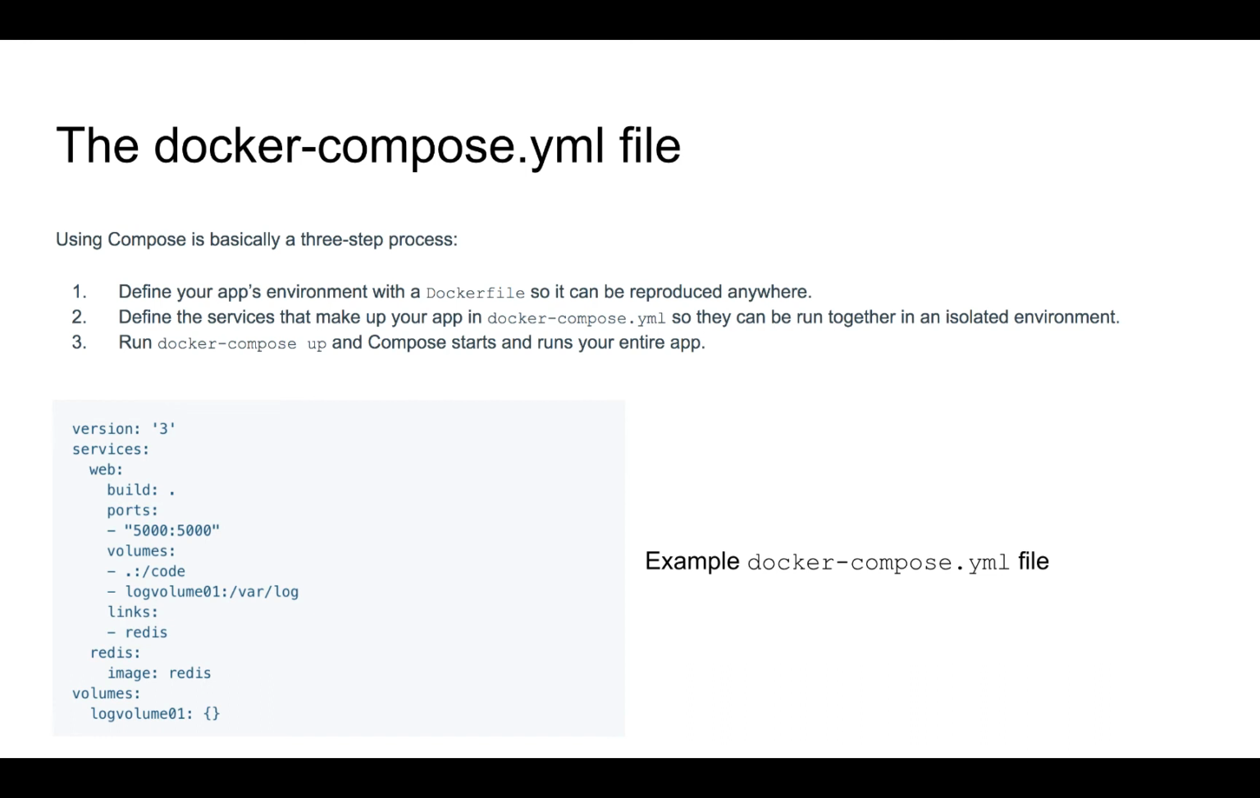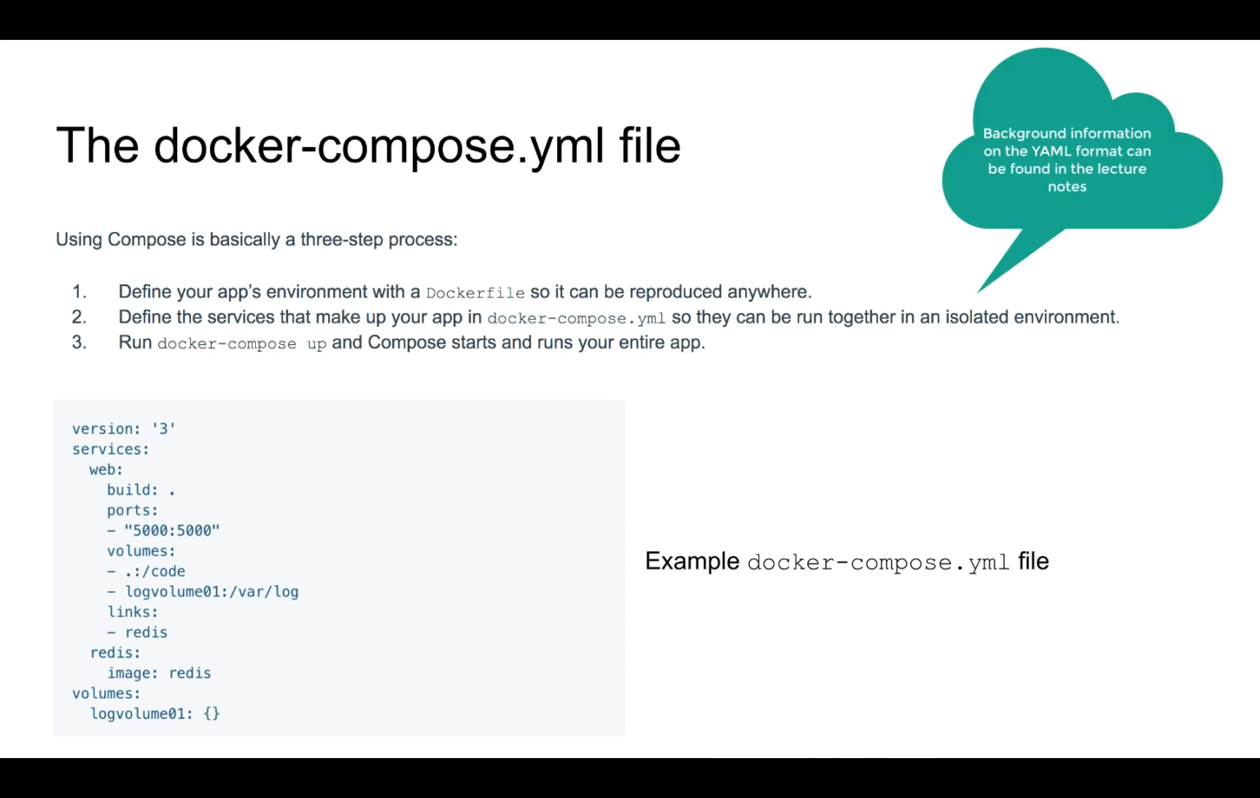There are 3 steps to using Compose. First, define each service in a Docker file. Second, define the services and their relation to each other in a Docker Compose YAML file, and finally start the system. So let's focus on the second step here. Let's go through this example Docker Compose file you can see on the slide.